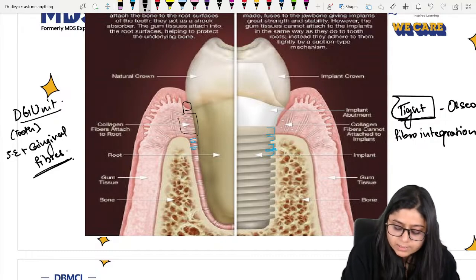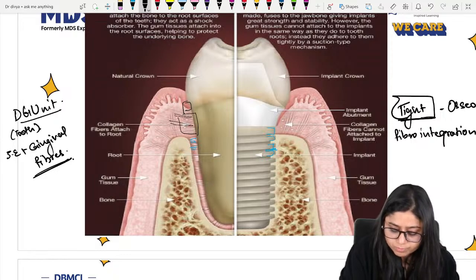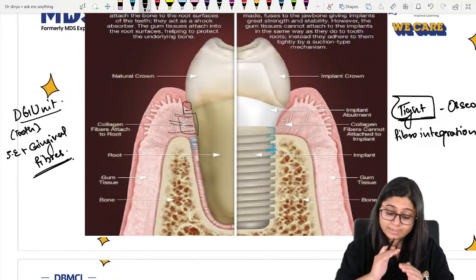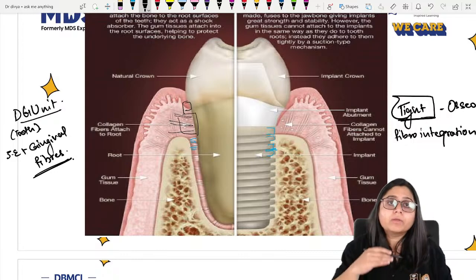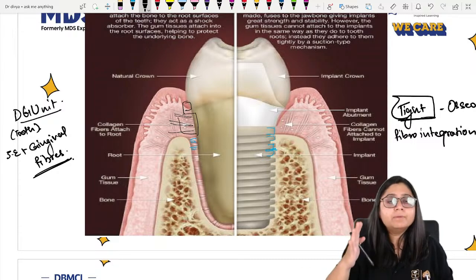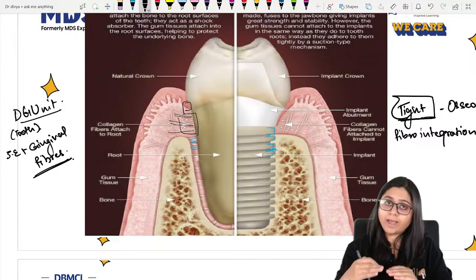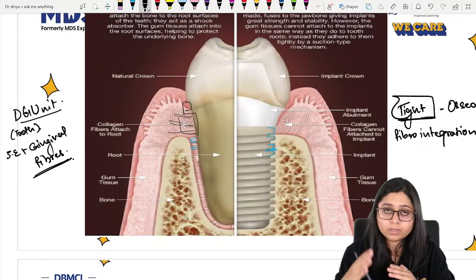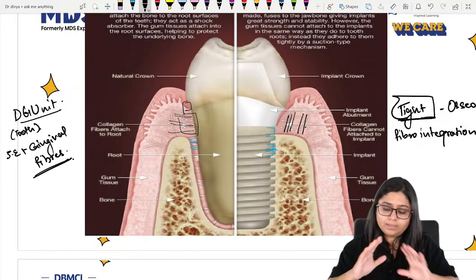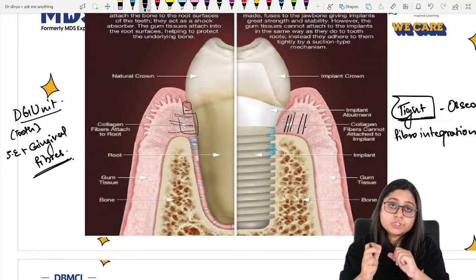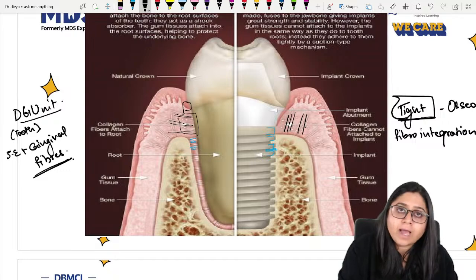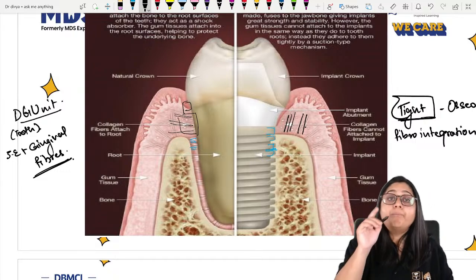The gingival fibers around the tooth are perpendicular to the tooth, most of them. Some are circular fibers which surround the tooth. Some are parallel fibers in the interdental area, but most of them are perpendicular to the tooth. Okay. But in case of implants, the fibers are not perpendicular. The collagen fibers, the gingival fibers, they are parallel to the implant, like this here. So the connection is not that firm. The connection between the gingiva and implant is not as firm as it is in the case of a natural tooth.